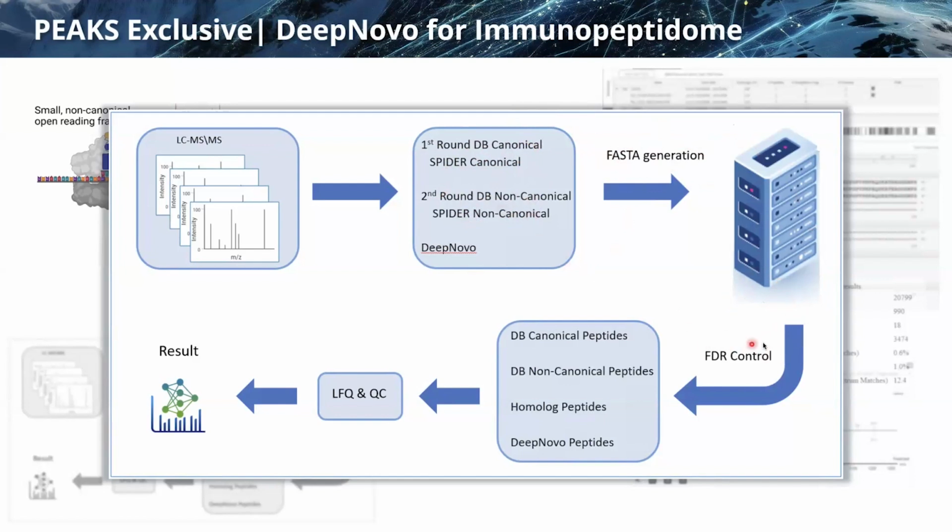So we do another database search right here, and then we apply the FDR control to finally report canonical peptides, non-canonical peptides, and homology peptides, again either against the non-canonical or canonical database. And because we do have our sequencing algorithm, we do report novel peptides, which of course would have some sort of high score. And if you wish, you can do some LFQ and of course some QC on your data set.